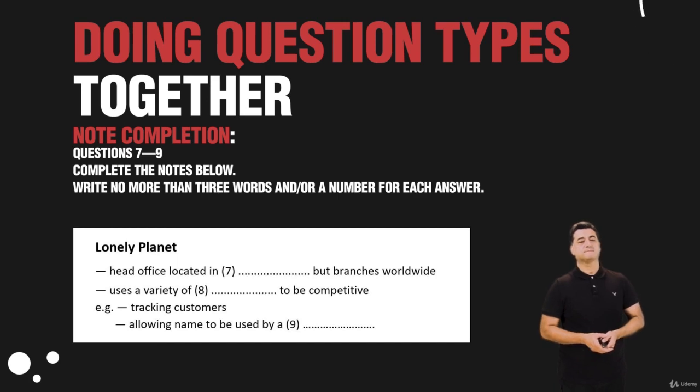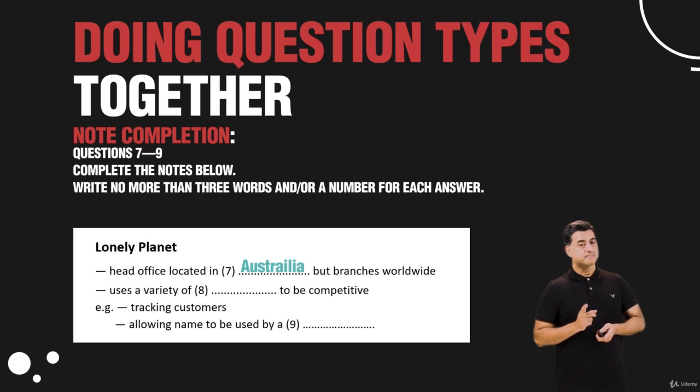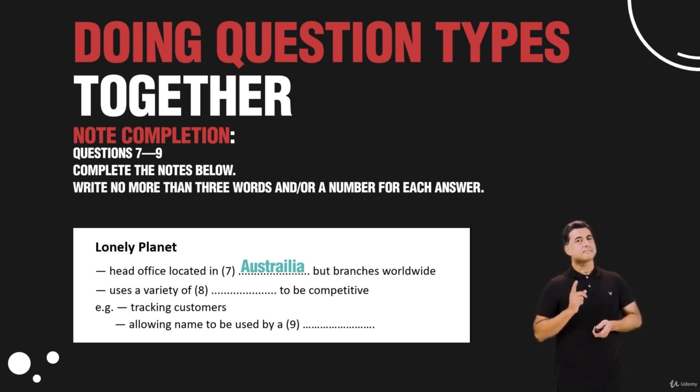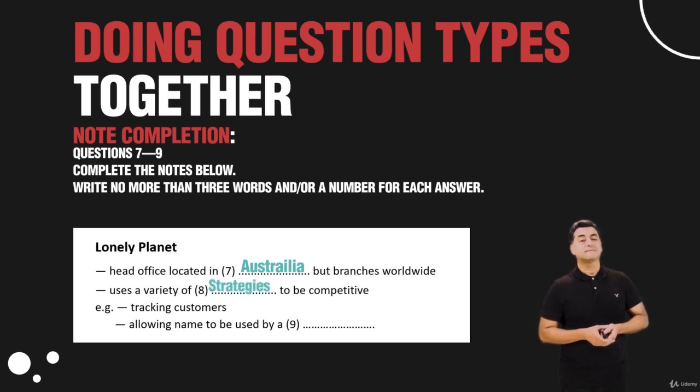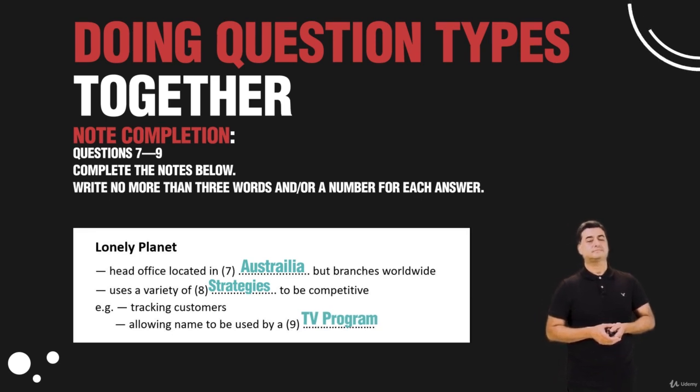Lonely Planet is one of a number of highly successful publishers of travel books. The company is based in Australia, but also has offices in a number of other countries. The travel guide business is a highly competitive market, and so to compete, they have adopted a range of marketing strategies. One thing they excel at is tracking individual customers, which in turn allows them to measure how well their marketing is working. They've also licensed the name Lonely Planet to a TV program of the same name as part of their overall strategy.